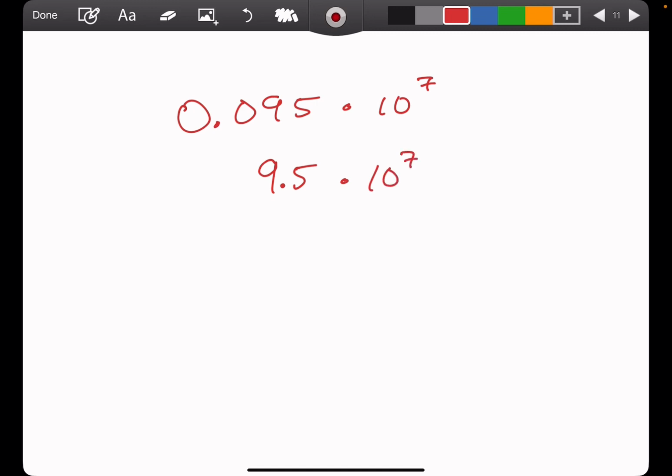How many times did we move the decimal point? 2. So guess what? I'm going to say -2. Remember, when we're changing something, when it's 0 point something, the exponent is negative. So I'll say -2 and 9.5 times 10 to the power of what? 5. Let's do another one.